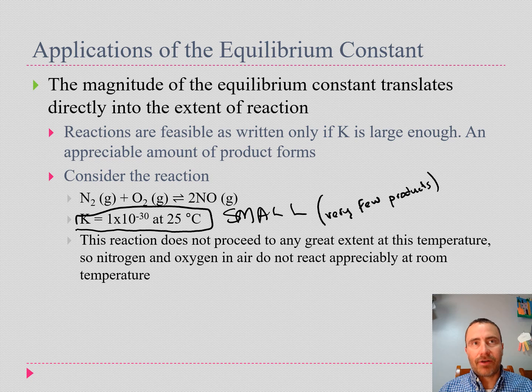Well, just think about that. We are sitting here breathing in nitrogen and oxygen. If this reaction were taking place to a large extent, we wouldn't be breathing those in. We'd be breathing in a heck of a lot of nitrogen monoxide, which we're not. So that K value tells us a little bit about our reaction and which side is favored in our equilibria.